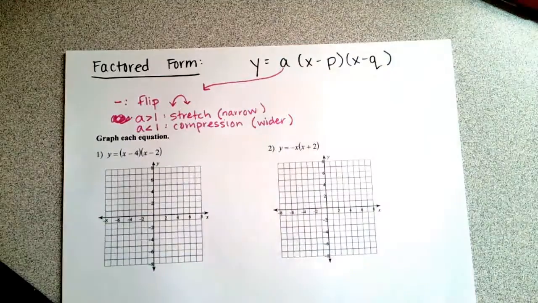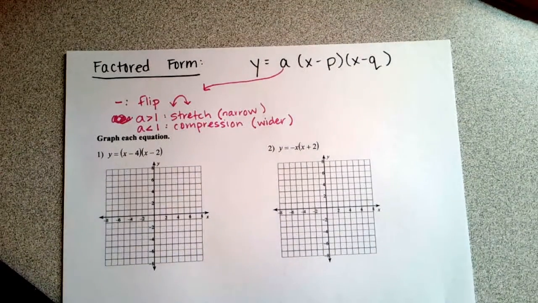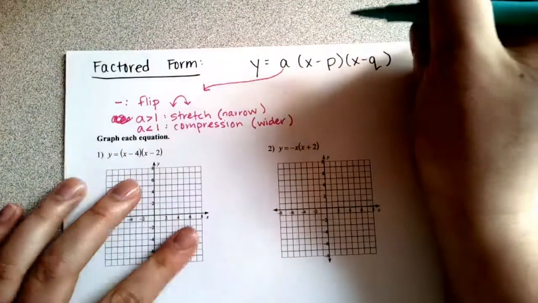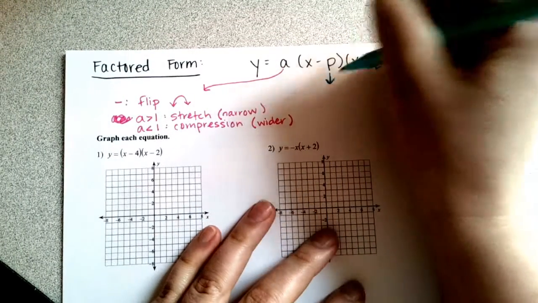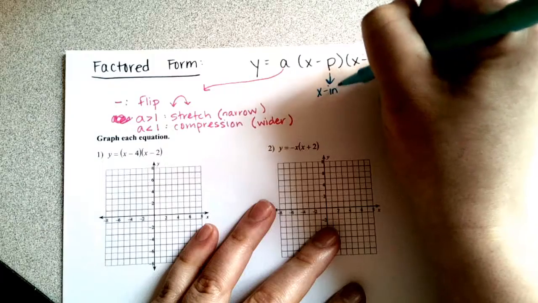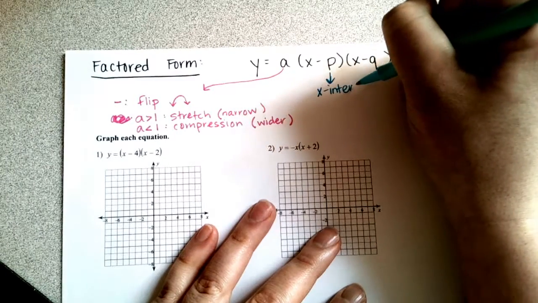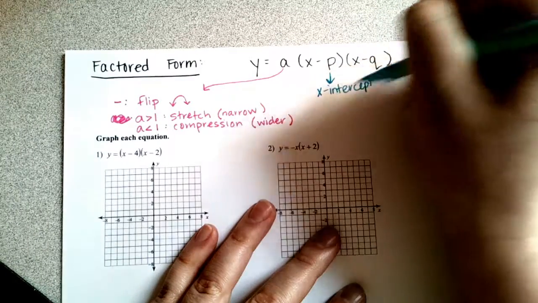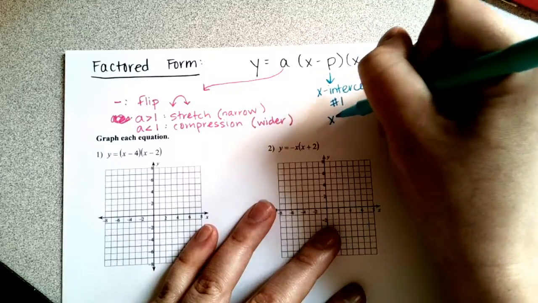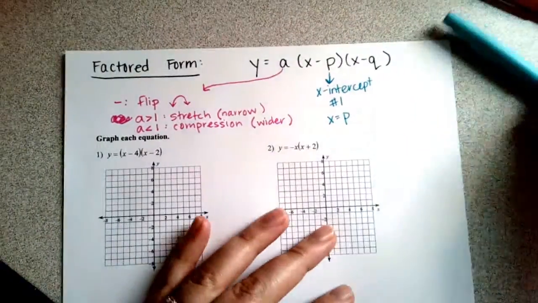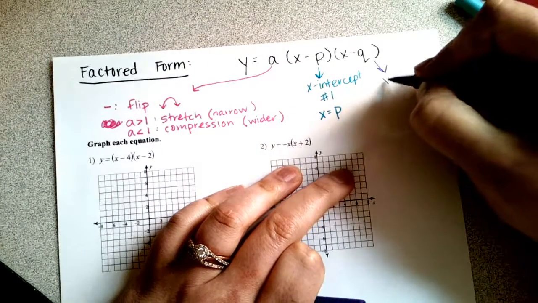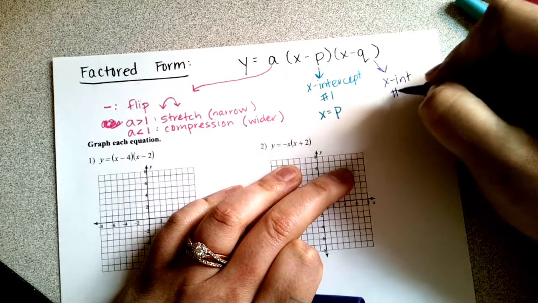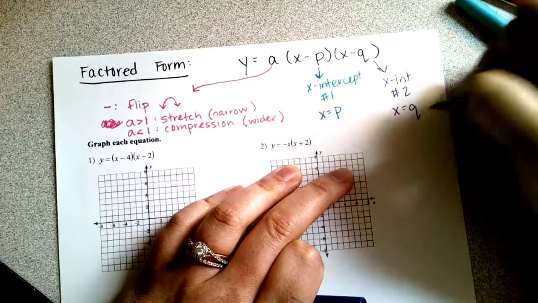And now these p and q values are the x-intercepts. So factored form gives us x-intercepts. p is an x-intercept, and we'll just say it's x-intercept number 1. So that x-intercept would be the value p. And then the other x-intercept would be q. X-intercept number 2 is q.